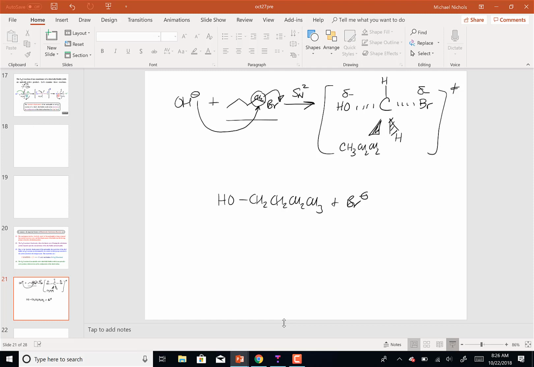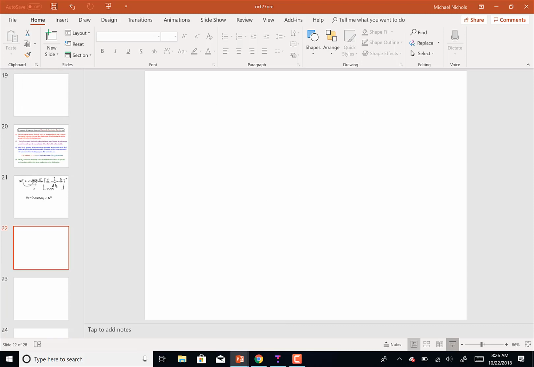Now, before we talk about some of the other variations on this, right now our leaving groups are pretty much, sadly, limited to halogens. But we're going to change that. What we need to talk about is what makes a good leaving group and what makes a good nucleophile. So let's start with what makes a good leaving group.